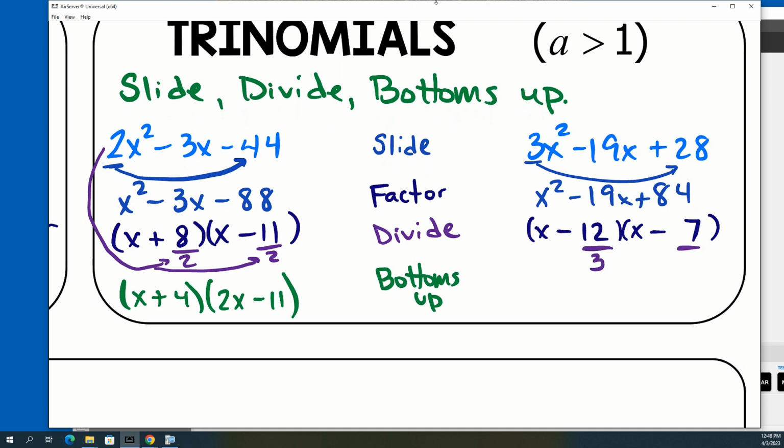All right, so let's divide. This time we're dividing by three. All right, and then finally, 12 divided by 3 is 4. We're going to do bottoms up with the other three, and that's the answer.